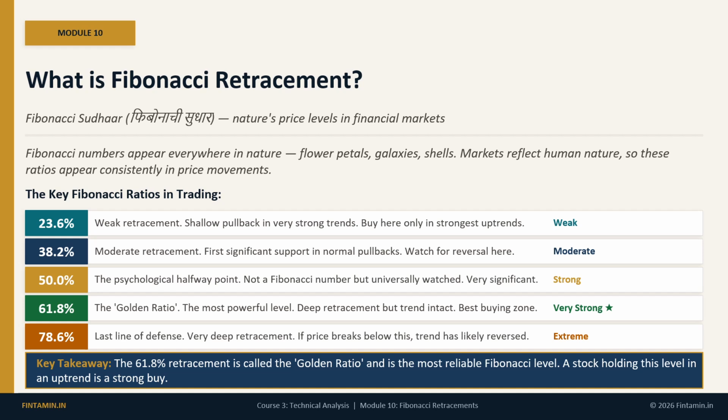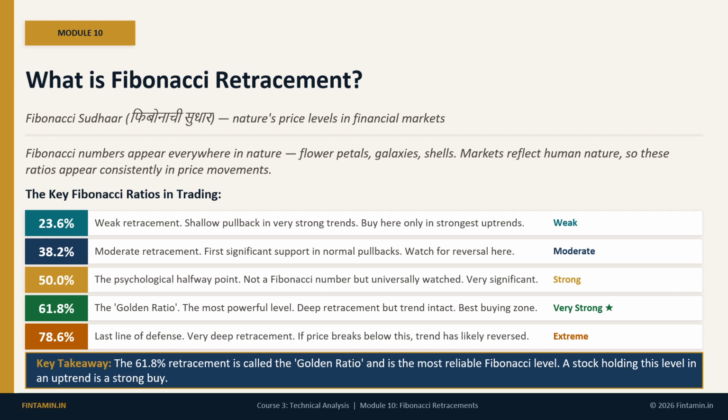The 23.6% level is a shallow retracement that occurs in a very strong trend. The 38.2% is a moderate pullback. The 50% level is the psychological halfway point, not technically a Fibonacci number but universally watched. The most important level is 61.8%. It's called the golden ratio.